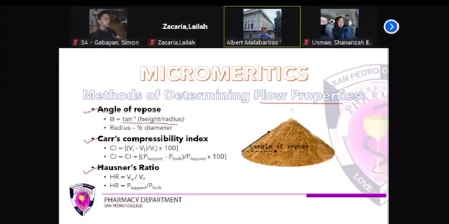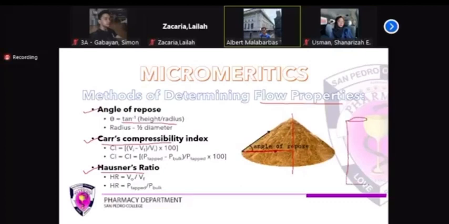For angle of repose, you measure the height occupied by the cone, the pile of powder, and its radius. Height over radius. Tangent -1 height over radius. For Carr's compressibility index and Hausner's ratio, it is done using a graduated cylinder.